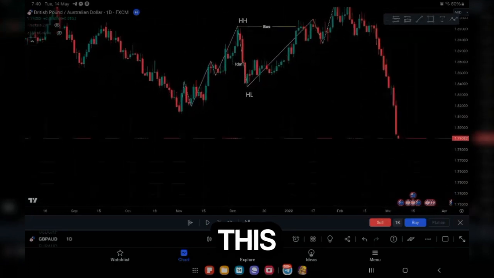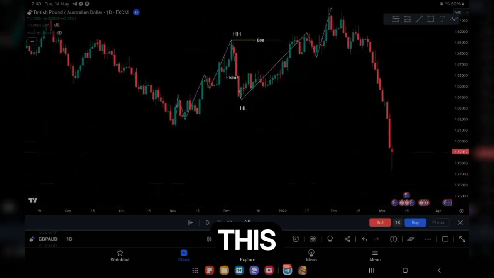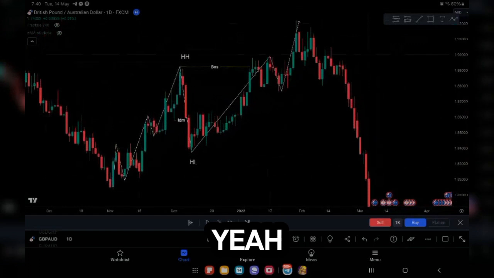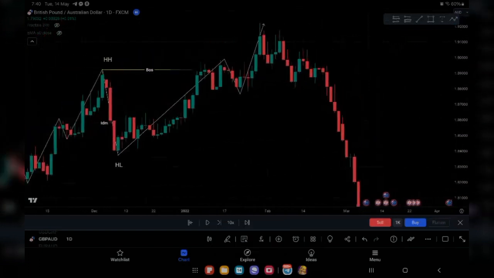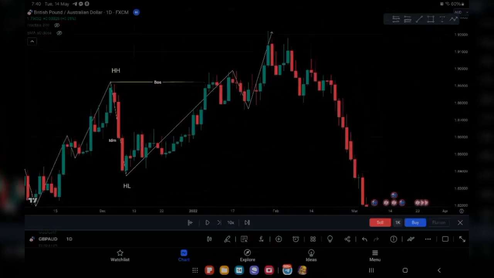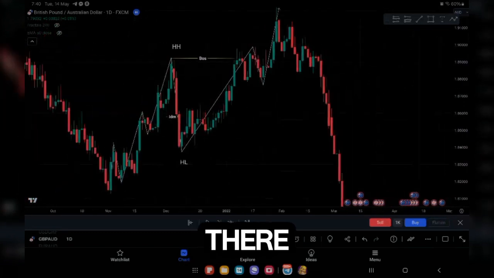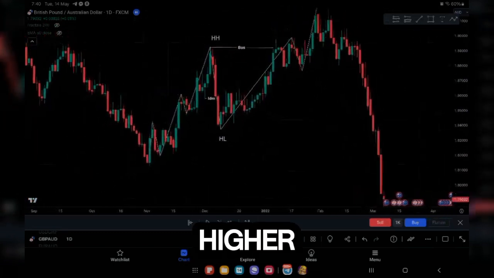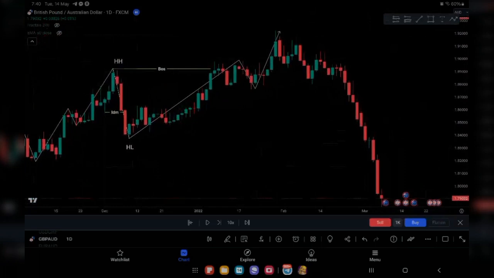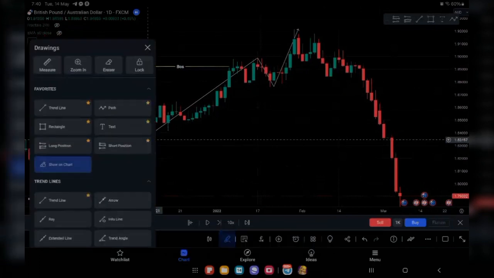But is this impulsive move here, this high low right there, the last high or low on this chart? Yes, this is the last one. So this is the change of character here.